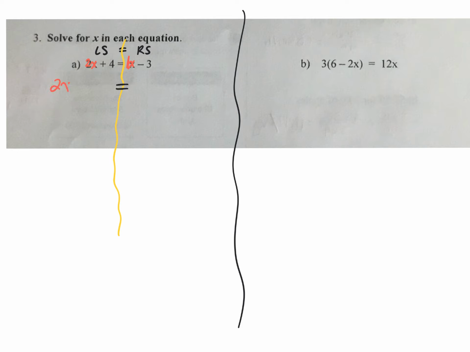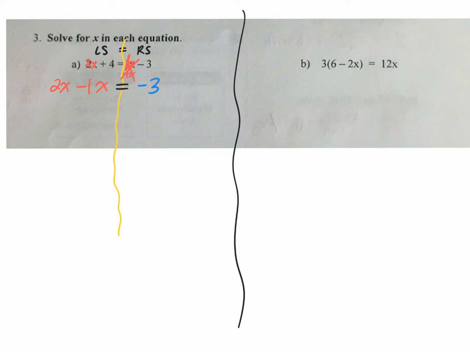So I'm going to keep my 2x on the left side, but my 1x I want to bring to the left side, right? I want to get rid of it from the right side. So what's the opposite of a positive 1x? How do I get rid of it? Negative. Take away the 1x. So if I take it away from here, it's gone. What am I left with on the right side? Negative 3. Don't forget the negative.